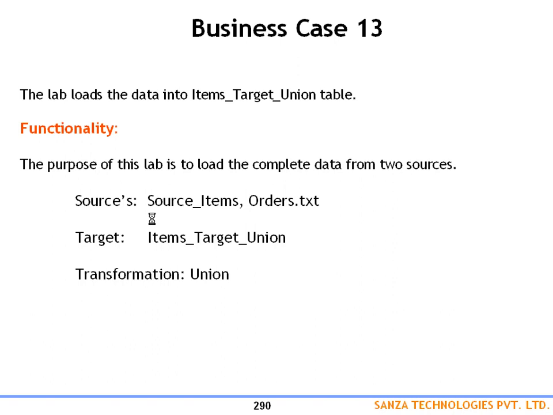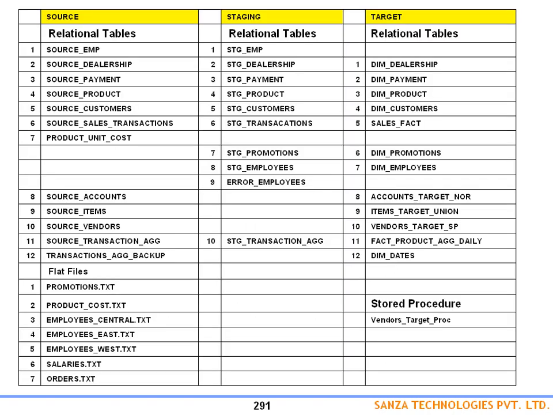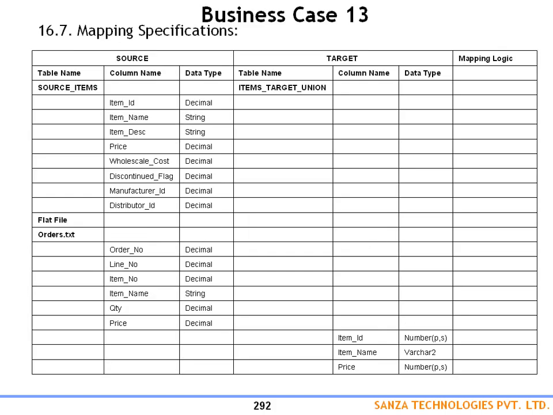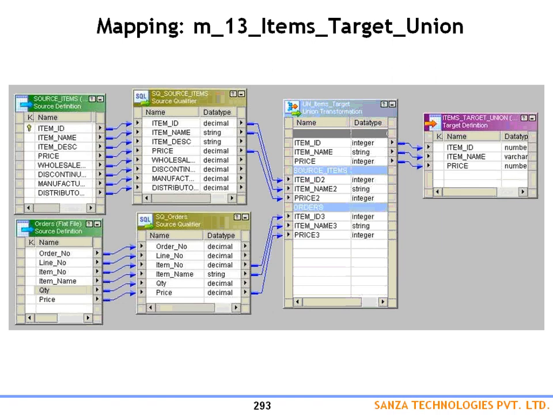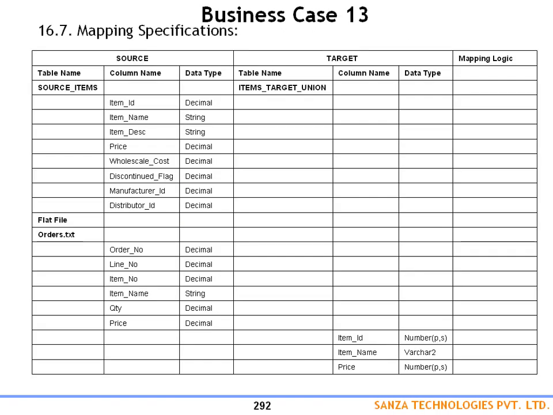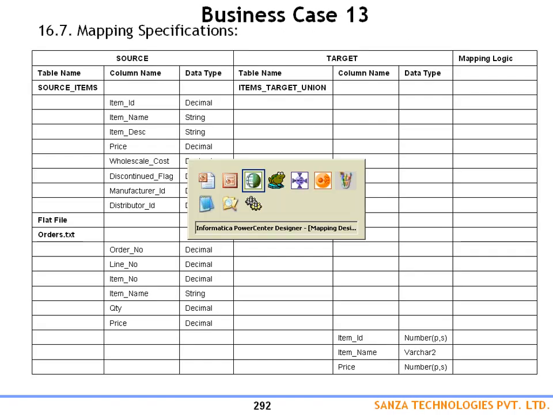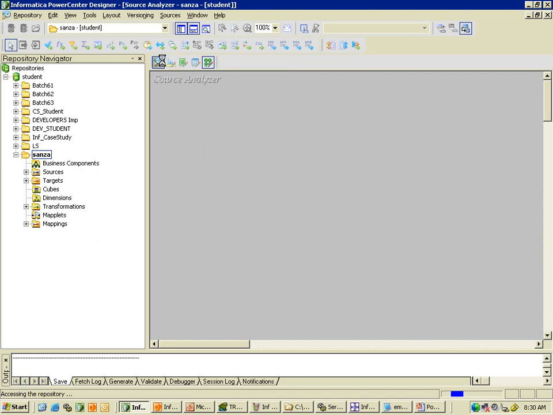The requirement is get the data from both the sources. One is a table, one is a file. This is my requirement. I want item ID, item name and price into the target table, items target union. So how to do it? First, we'll go and define the structure.